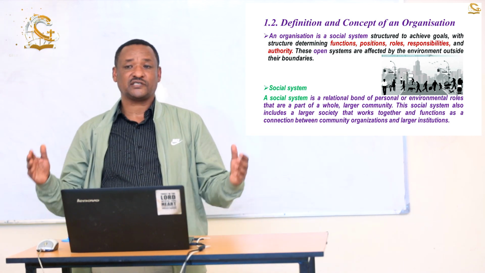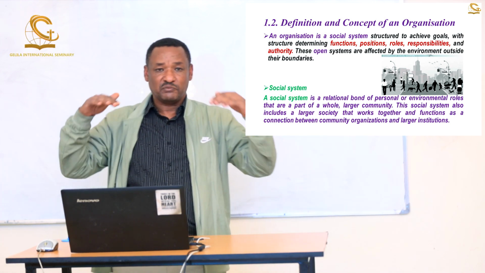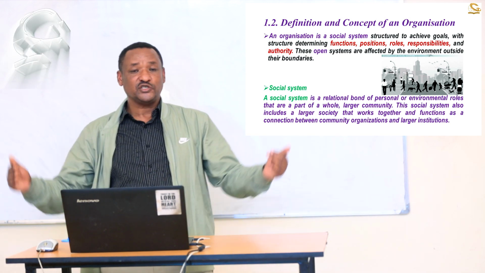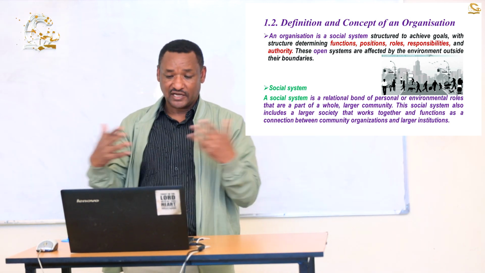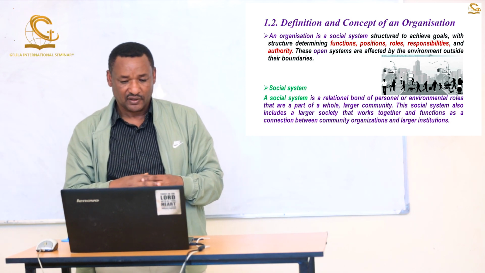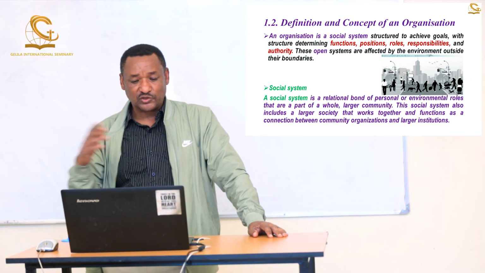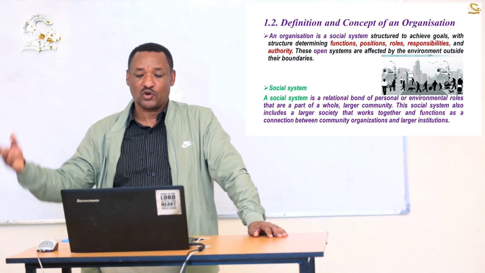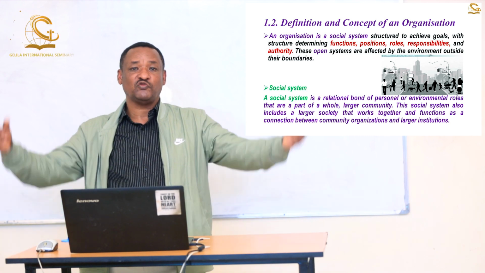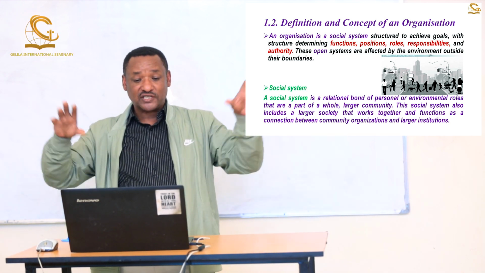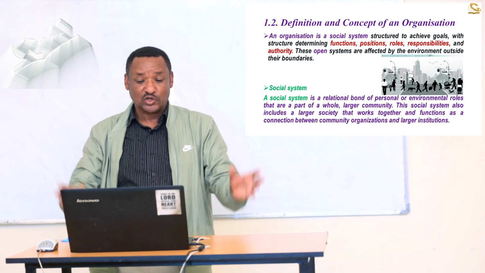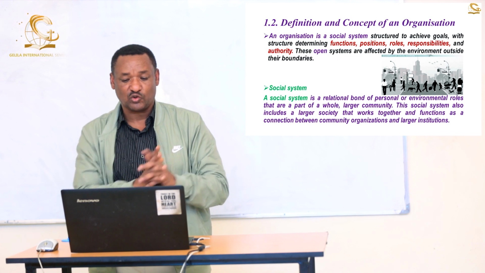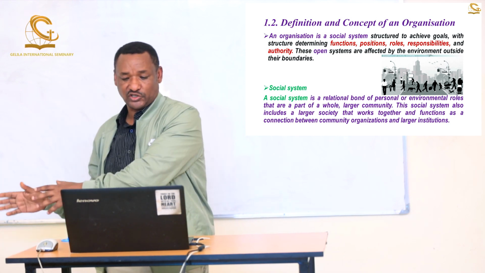So a society has an interaction medium between the organization, the society, and the community, used by the social system that interacts together. Within the social system, the relational bond of personal or environmental goals is part of the whole larger community. So it involves the community through the social system that also includes a larger society that works together and functions as a connection between community, organization, and large institutions.